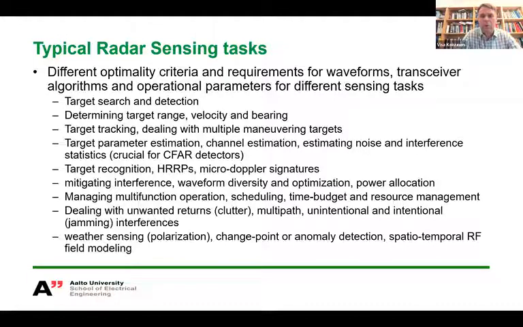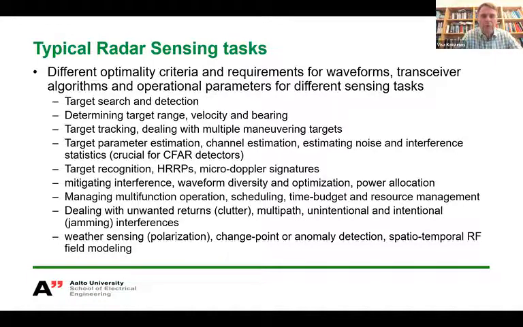And then in order to come up with reliable detection and estimation performance, you also have to estimate noise and interference statistics. That allows you, for example, to control the false alarm rate in detection tasks. Target recognition is also an important task. It may be based on high resolution range profiles or micro-Doppler signatures, for example. And in this type of multi-radio system environment, mitigating interference and optimizing power allocation is very important, so that you get the desired performance but you are not causing too much interference to the other cooperating or non-cooperating radios.